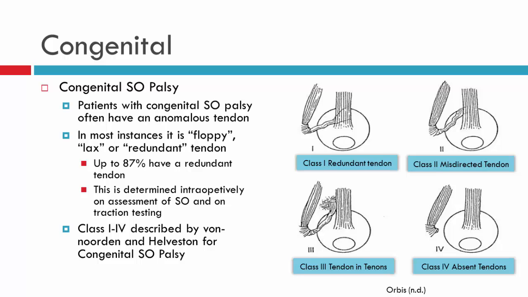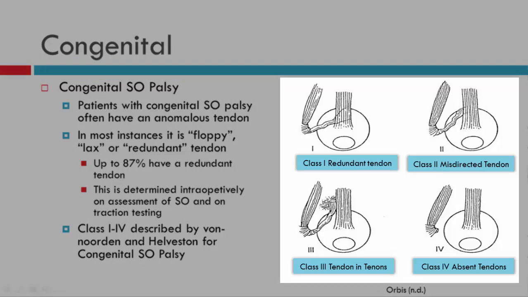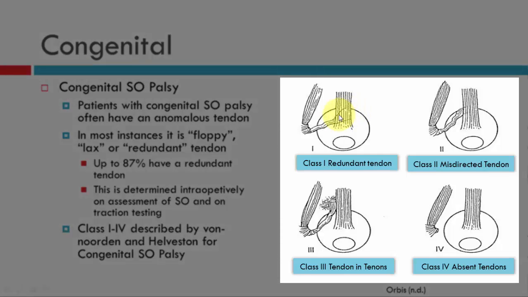Now, the only way to find out that the tendon is floppy is in theatre when the superior oblique is explored. So what this is essentially, if we take a look here to the right, is that the tendon here is, as we say, floppy. It's not as tight as it should be. This creates a weak superior oblique, which explains the fourth nerve palsy.